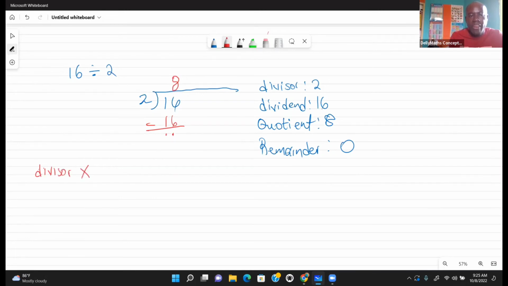If you multiply your divisor by your quotient and then add the remainder, look at this. We're just messing around with the ideas. It's going to be equal to the dividend. I want everybody to write this down.